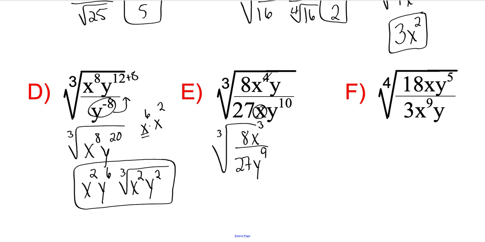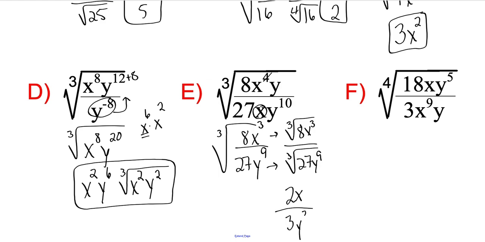So now we want to split it to top and bottom. Cube root 8x to the 3rd over cube root 27y to the 9th. And those are perfect cubes. Okay, 8 turns into a 2, so the top is just going to be a 2x. Okay, because we get our 3 groups of x's. And the bottom will be a 3y to the 3rd. We got 9 y's. Okay?